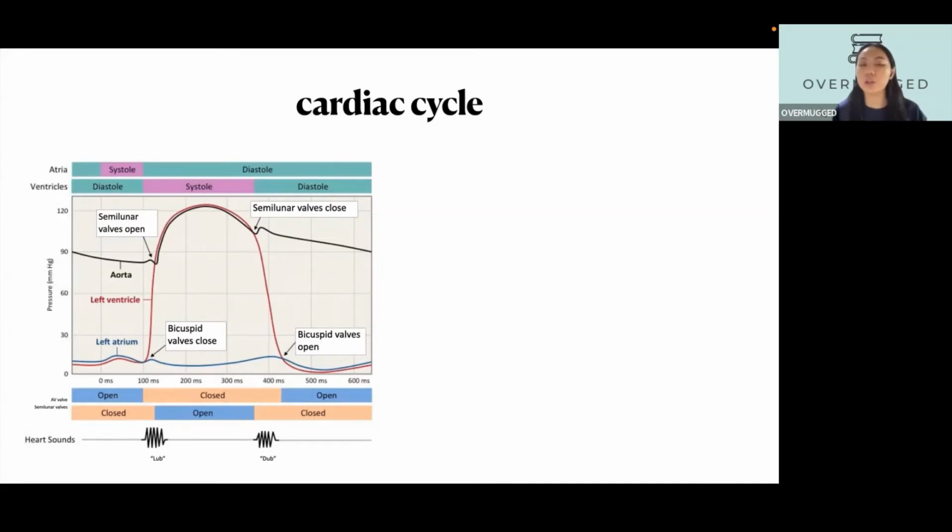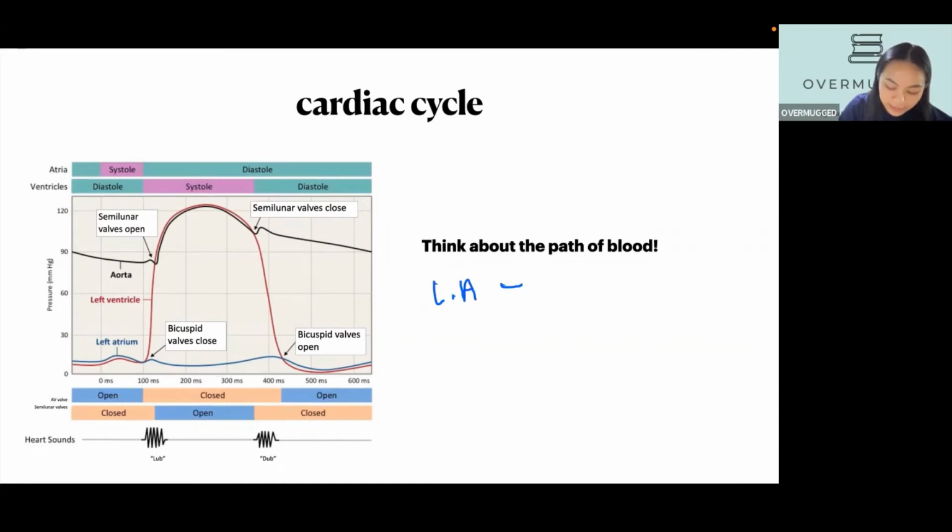Even if the graph is not going to look like that, they present this information in another way, but there's only one good method, one method that always works to know when the valves will open and when the valves will close. Okay, before that, I'm going to ask you all to think about the path of blood. The path of blood here is left atrium, left ventricle, and then to the aorta. So this is our path of blood.